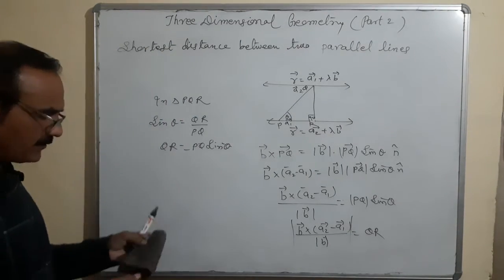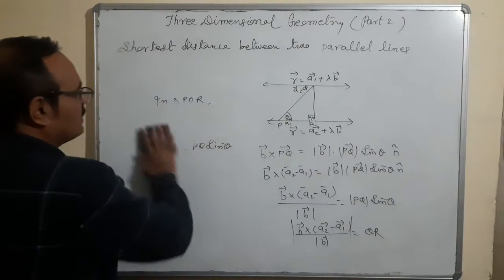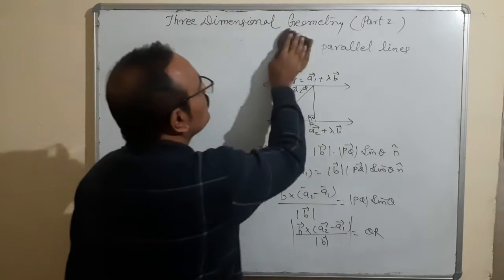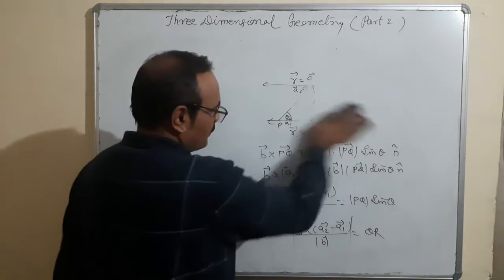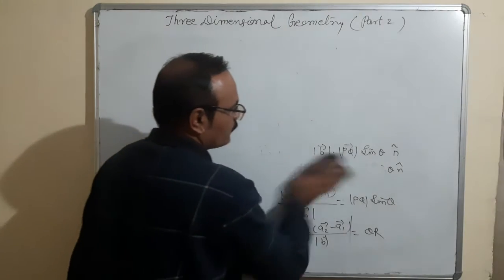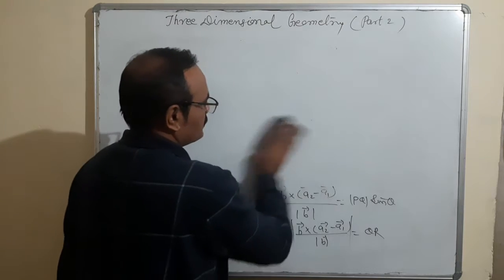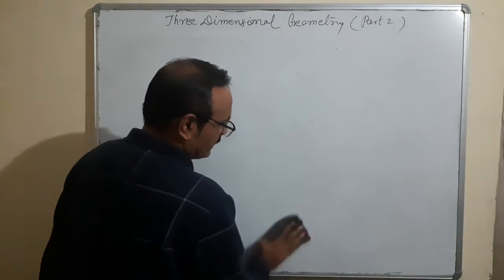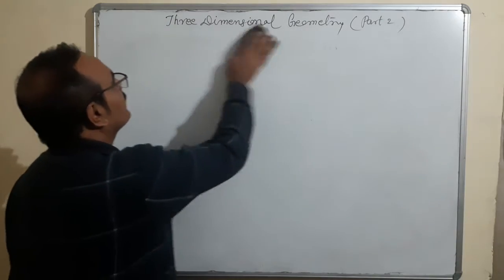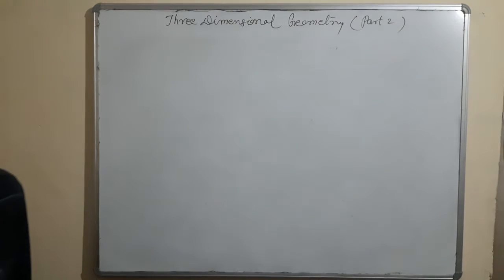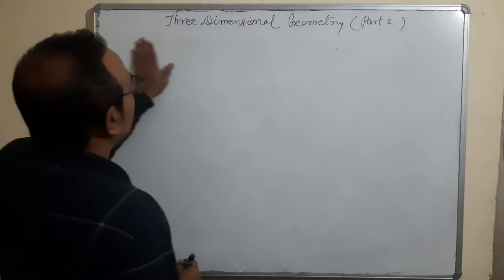One concept is left which we have not discussed, and I am going to discuss it: the angle between two lines. Actually, before the shortest distance, I had to explain how to find the angle between two lines, but I had forgotten. So now let us see how to find the angle between two lines, because it is a very important point.